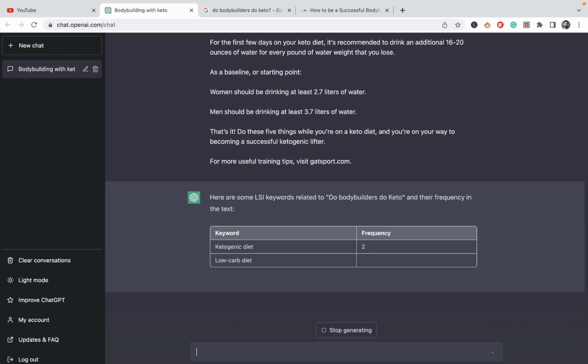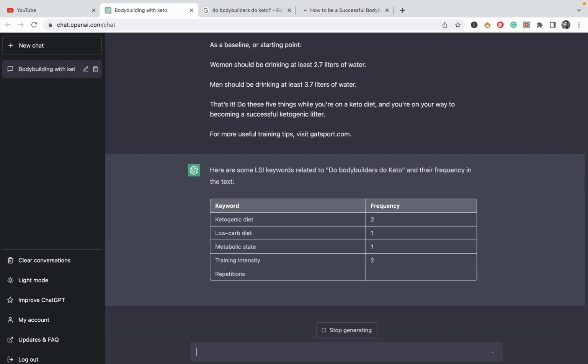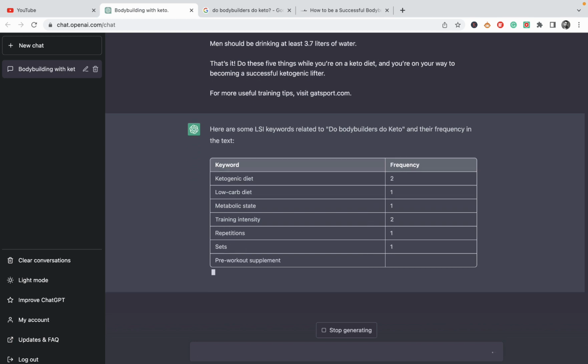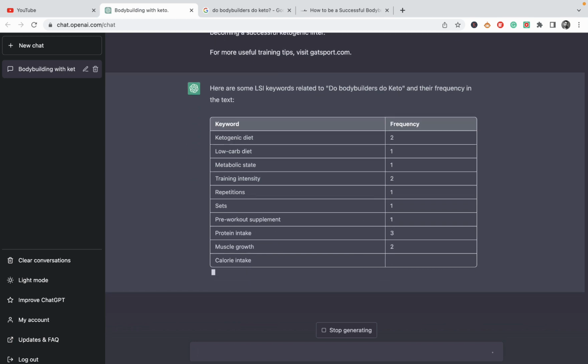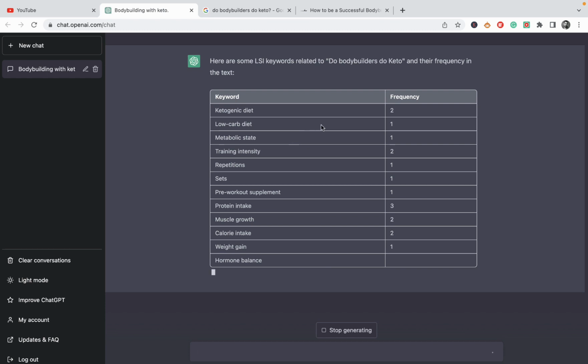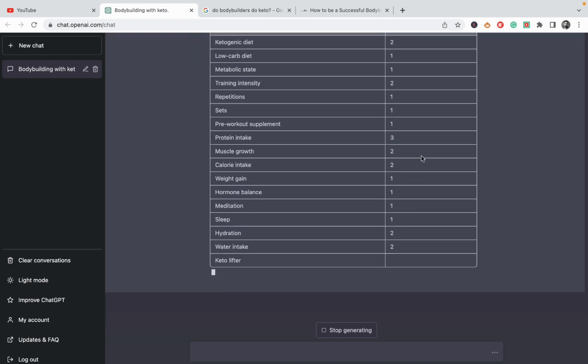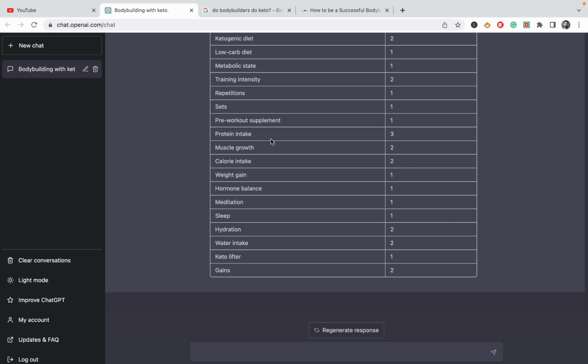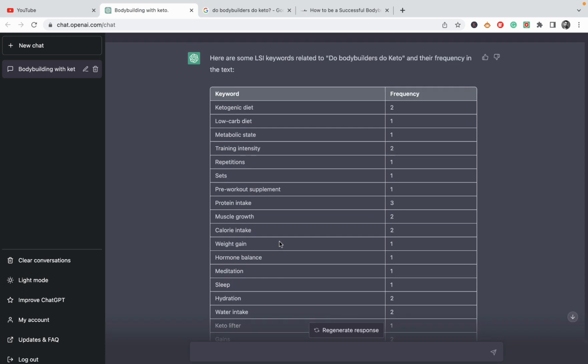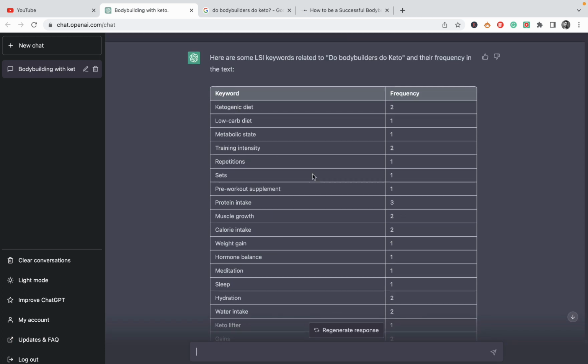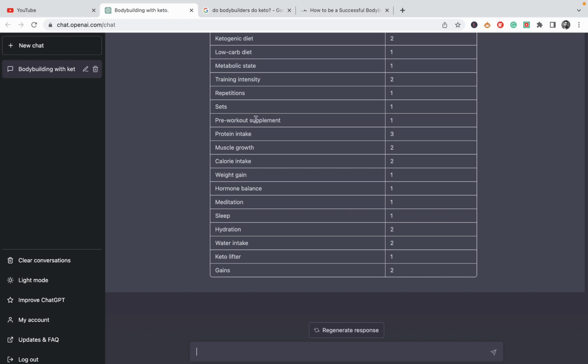Okay, and this is where the magic happens. So we are getting some LSI keywords like ketogenic diet, low carb diet, and the frequency of usage. So we can see that protein intake is used 3 times, hydration water intake 2 times, ketogenic diet 2 times, and training intensity 2 times. So this is very helpful, and we can copy this over and make sure to use these keywords. So this is step number two.